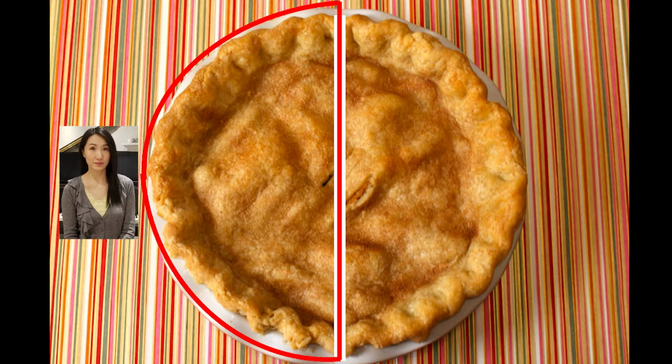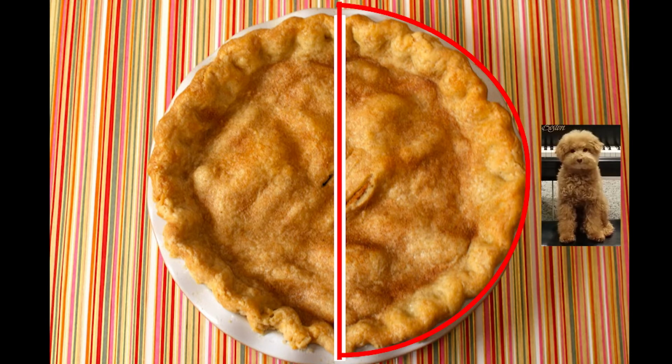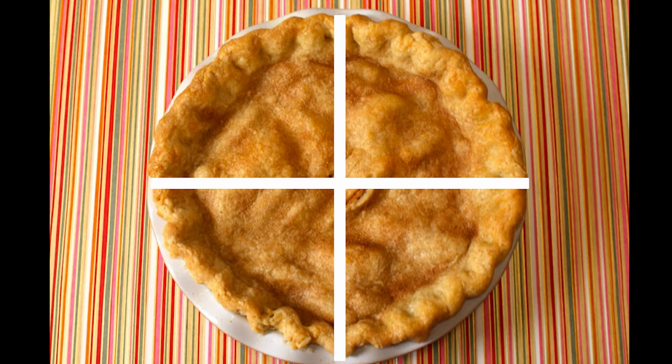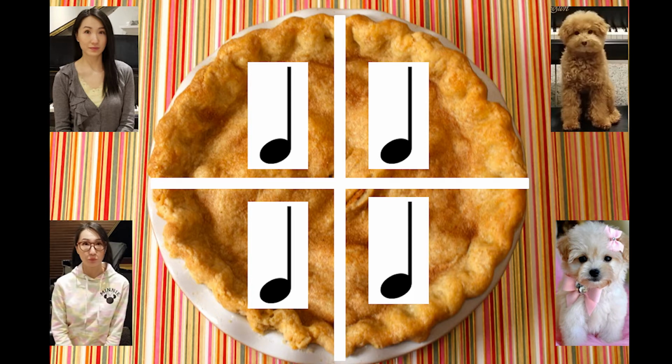If I want to share my half slice with my student and Mukmuk wants to share his half with his girlfriend, we'll need to cut our half slice in half again. That means the whole pie is divided into 4 quarter slices. Now think of each quarter pie as a quarter note. A whole note has 4 quarter notes, and a half note has 2 quarter notes.